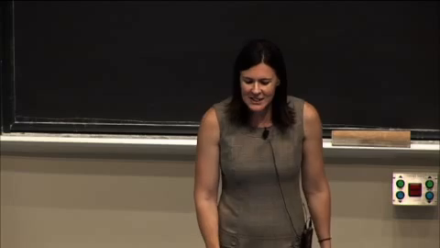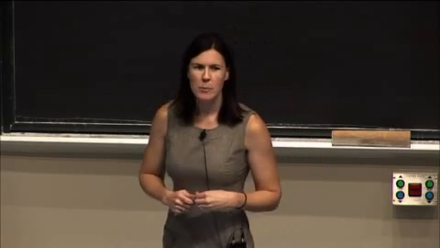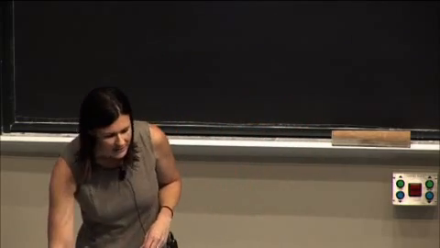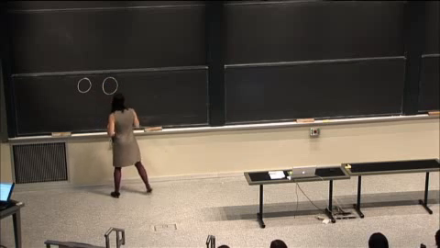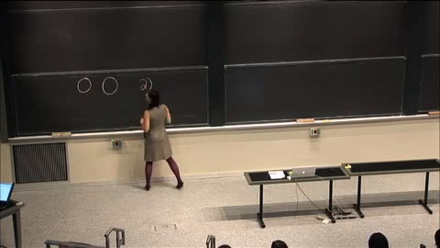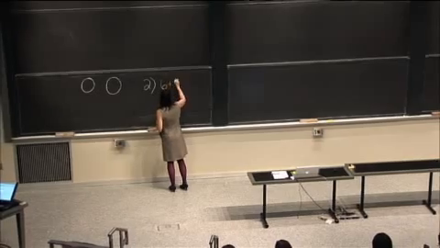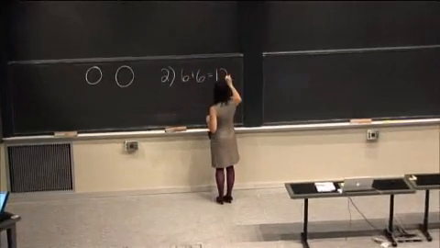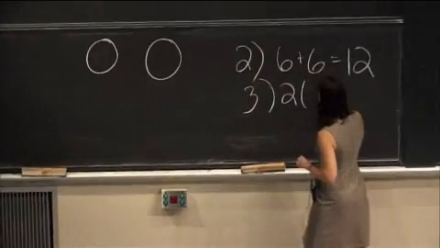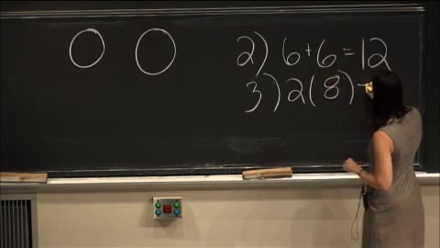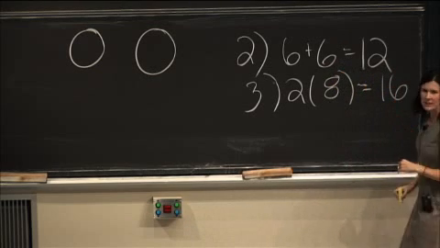All right, so let's talk about one more example in terms of the breakdown of the octet rule with radicals. Let's think about molecular oxygen. So let's go ahead and quickly draw this Lewis structure. We have O2. The second thing we need to do is figure out valence electrons. 6 plus 6, so we would expect to see 12. For a complete octet, we would need 8 electrons each, so 16.